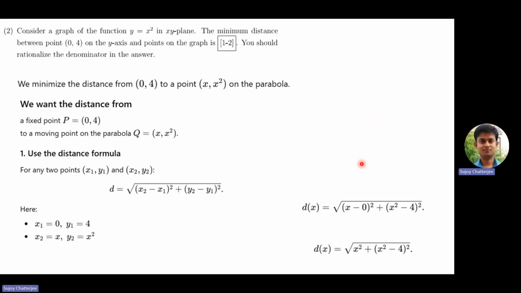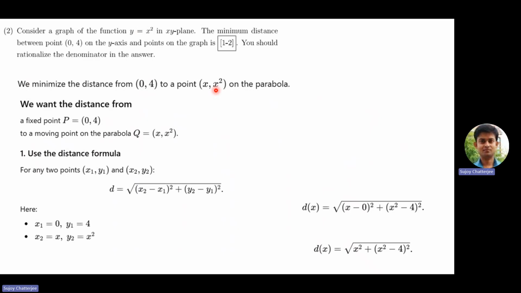So we need to minimize the distance. Our aim is to minimize the distance from (0, 4) to a point (x, x²) on the parabola. Why is this (x, x²)? Because this is represented as a function of x and y, so x is x and y is x². Since this is an xy plane, the generic expression will be (x, x²), a point on the parabola.